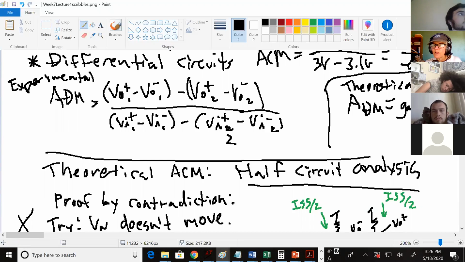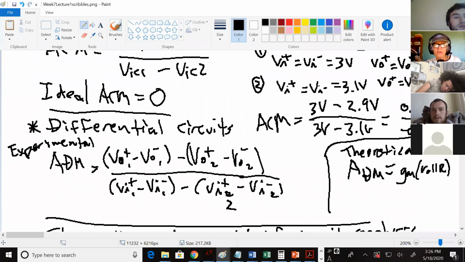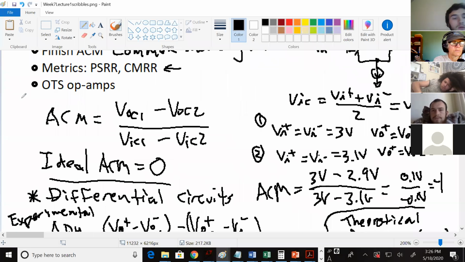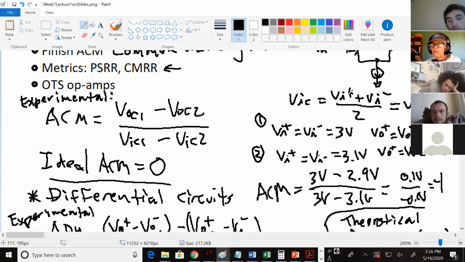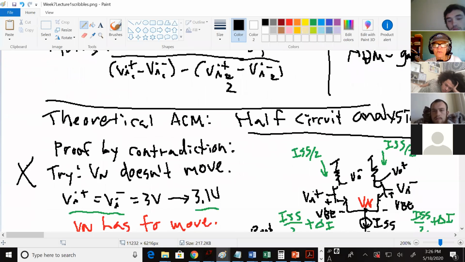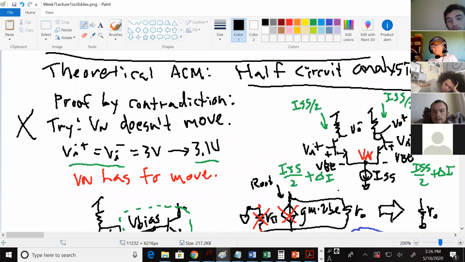Okay, so we have the experimental equation, so again, for LTSpice or in the lab, we need the theoretical equation for a diff pair, ACM.